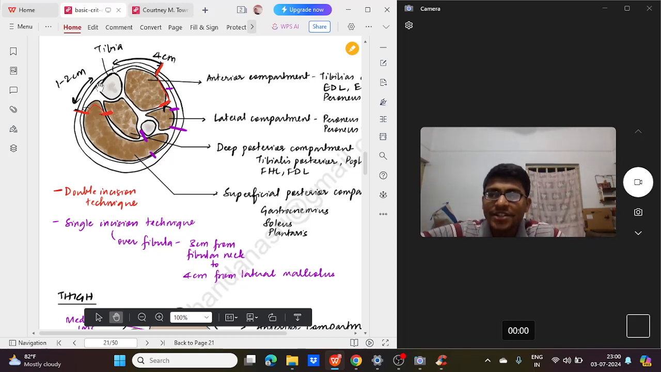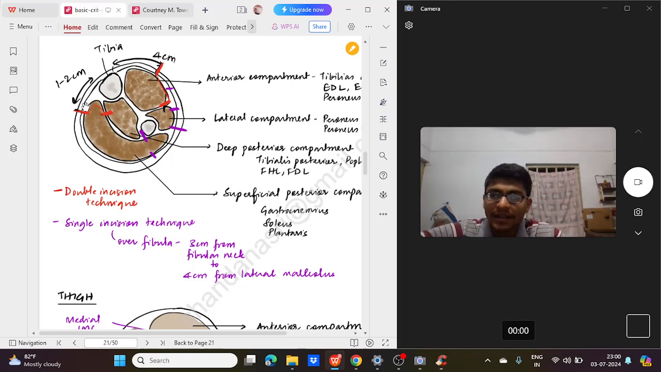And the incision site, in case of double incision, will be 1 to 2 centimeters medially from the tibial margin, and 4 to 5 centimeters lateral from the tibial margin. So these will be the double incisions, and we'll be opening each of the compartments.